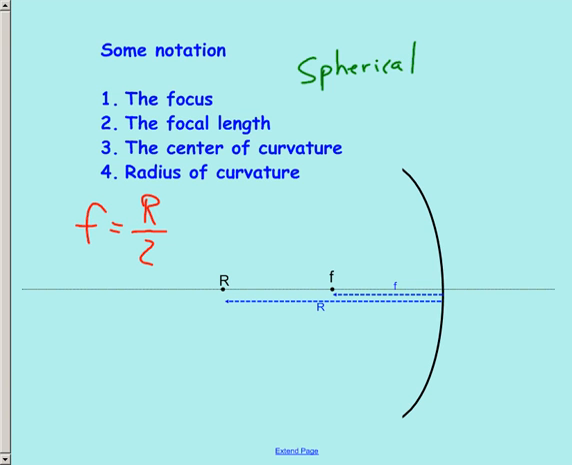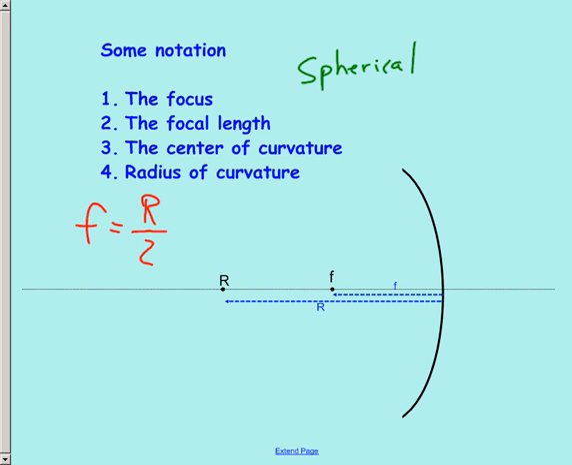But it is a rule. They might just leave those off or give you one of them and expect you to remember or be able to find the other one. Okay? So focus or focal length and radius. Now we're gonna take a step away from those terms just for a second, and then we'll come right back to them. Okay? So don't freak out.